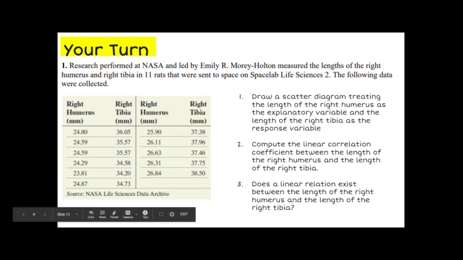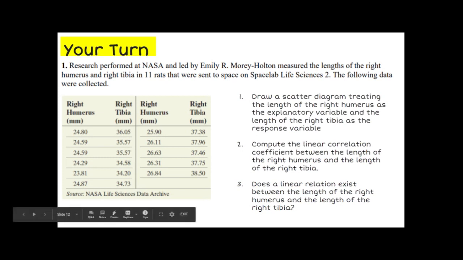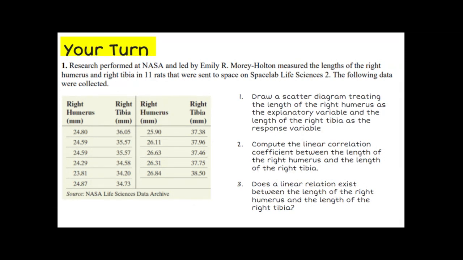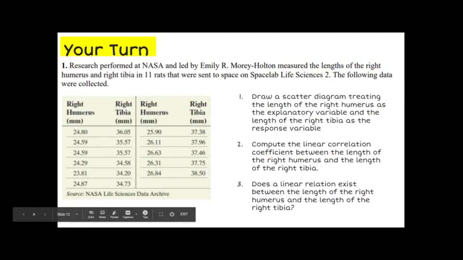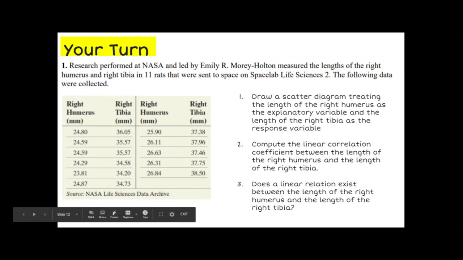You said 0.95? Yes. Nice. How about, does a linear relation exist between the length of the right humerus and the length of the right tibia? So based on your linear correlation, do they have a relation? It seems like they are. Yes, that's right. They have, because it's 0.9 and it's close to 1, and it's a positive association. That's right. Okay.